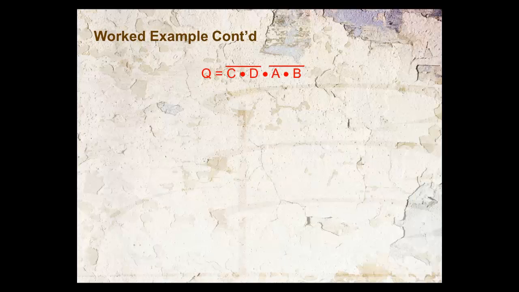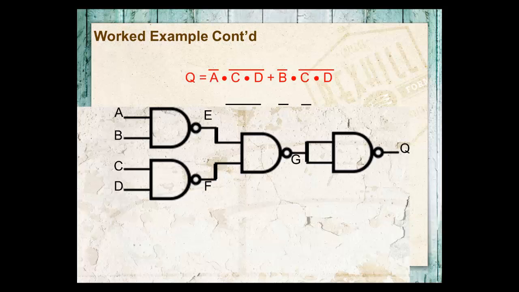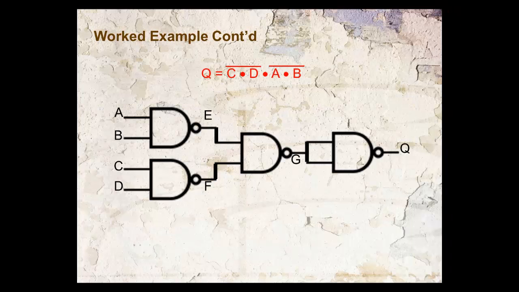That's what we've ended up with. But it did distinctly say 4 NAND gates. So how are we going to get 4 NAND gates from this? Well, actually, the answer is relatively simple. That's the solution.